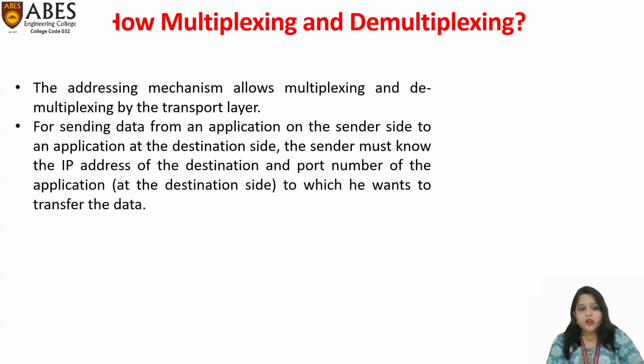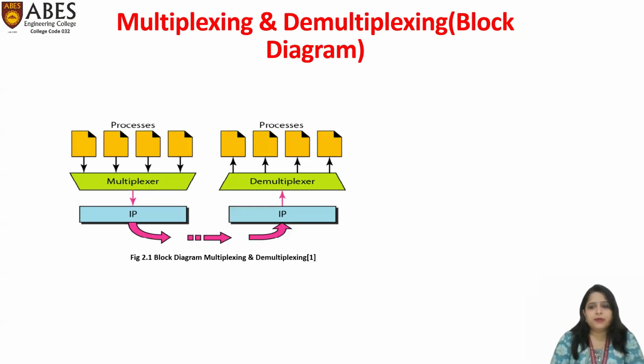Similarly, in the demultiplexing process, when the data arrives at the host, the transport layer looks at the incoming message and checks the destination port number. On the basis of the destination port number, the transport layer can identify which application or process on the host should receive the data. So basically, this is the structure to perform multiplexing and demultiplexing.